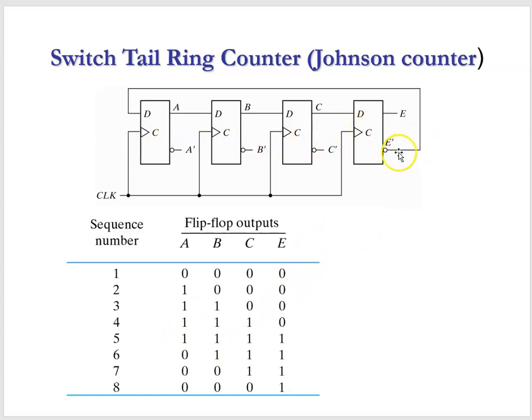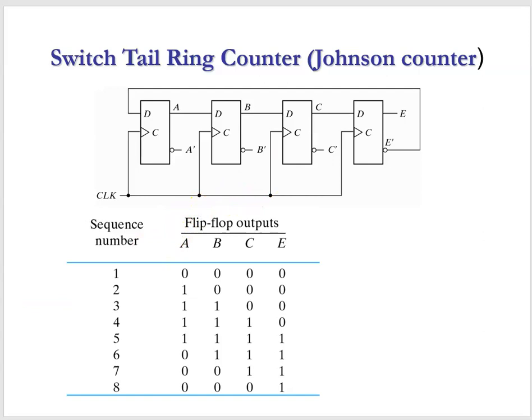And then what's going to come back here is E prime, so we'll get a 0. So we'll get 0, 1, 1, 1. And this sequence will repeat itself. Once we get to 0, 0, 0, 1, we'll come back around and we'll get 0. So we have 8 unique states of these flip-flops, this switch-tail ring counter as designed, as long as there's no noise or something to get an undesired state into one of these flip-flops. So these are our 8 state sequences.